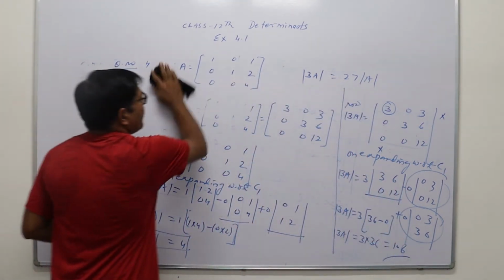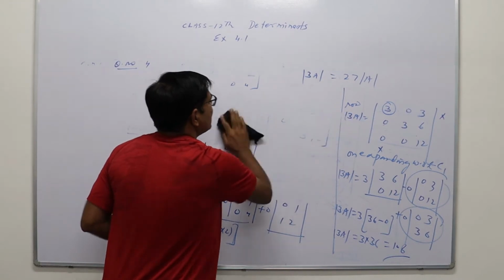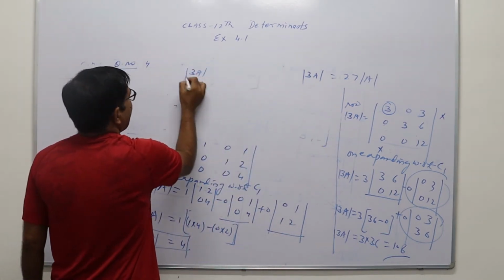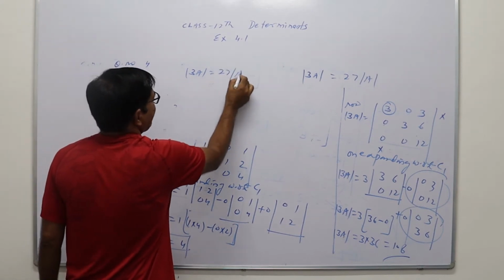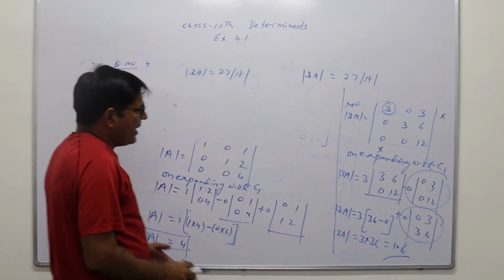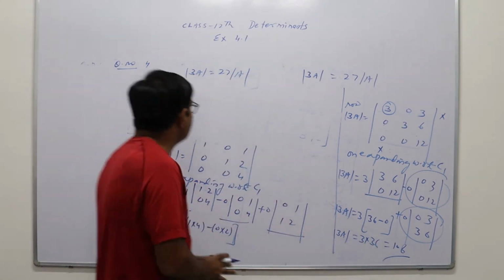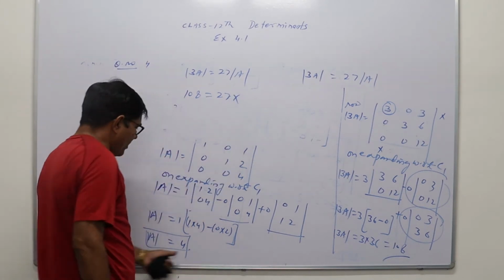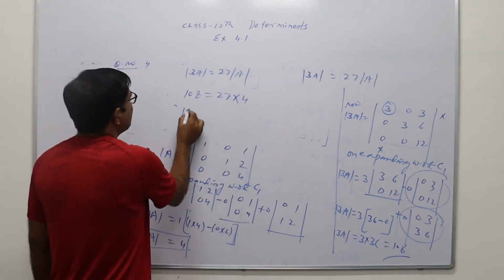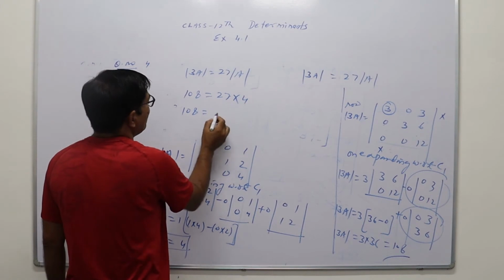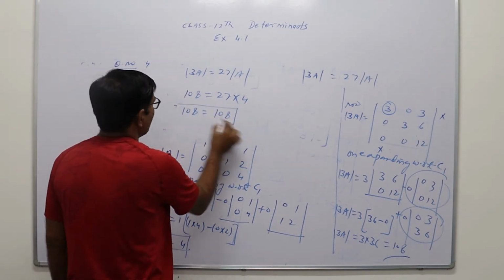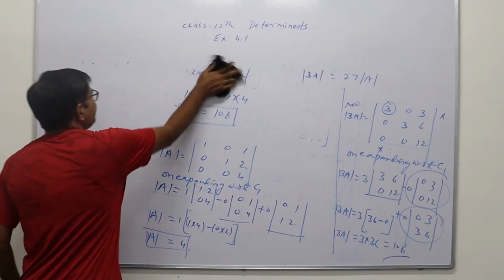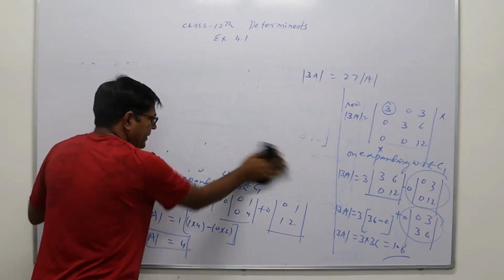Now what we have to prove? We have to prove that determinant of 3A should be equal to 27 into determinant of A. Here determinant of 3A is 108, so 108 equals 27 into determinant A, which is 4. So 108 equals 27 into 4, which is also 108. So hence proved. Now next question.